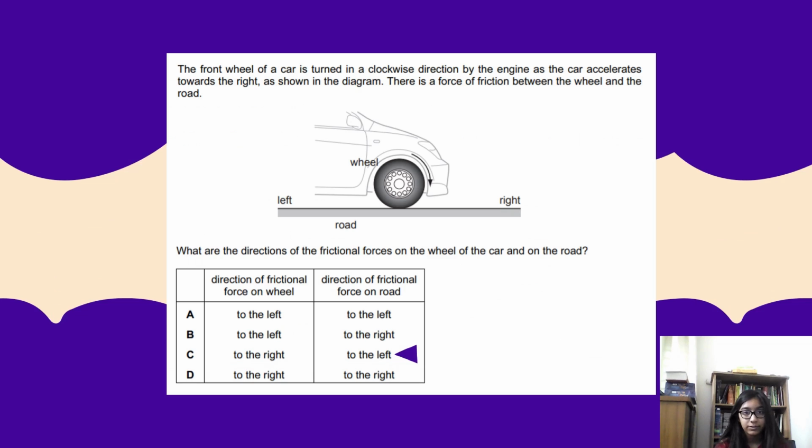The front wheel of a car is turned in a clockwise direction by the engine as the car accelerates towards the right, as shown in the diagram. There is a force of friction between the wheel and the road. What are the directions of the frictional forces on the wheel of the car and on the road? The wheels are rotating clockwise, so that means that they are moving towards the left. In order to oppose the direction, friction on the wheels works towards the right. The entire body, however, is moving to the right, so the friction working on the car is towards the left side. This makes option C the answer.